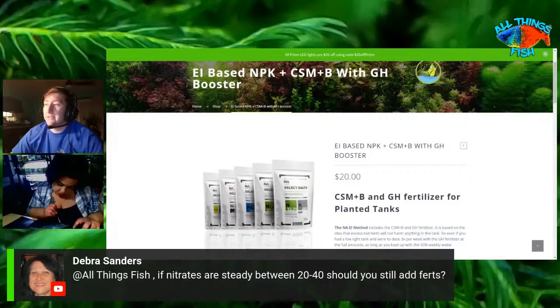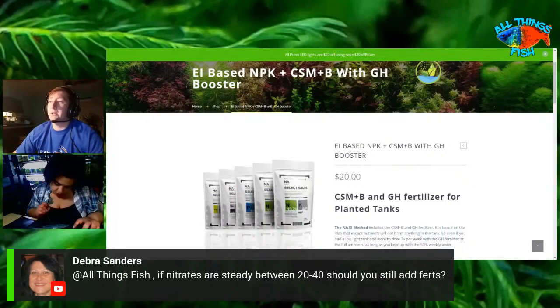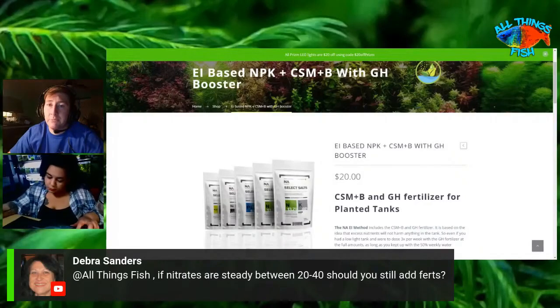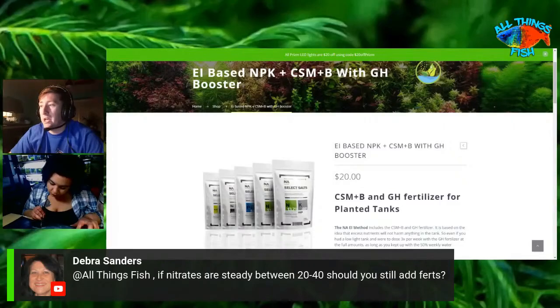Deborah Sanders asked, if nitrates are steady between 20 and 40, should you still add ferts? So fertilizers are more than just nitrates, like we talked about. So if you are between 20 and 40, that's a great range to be in. That's kind of my target. Some people like to be lower. Some people are afraid of going higher, but 20 to 40 is a great range. Should you still add ferts? If you are lacking in other areas, definitely.